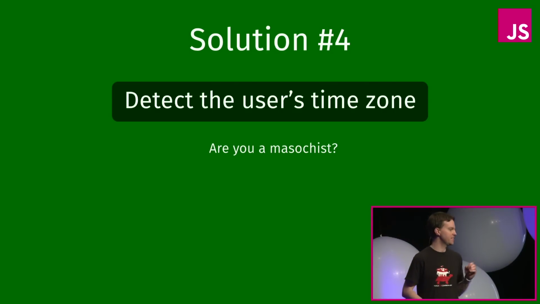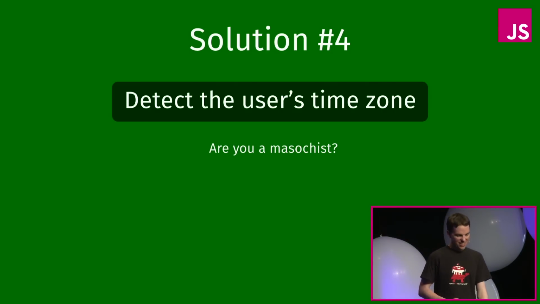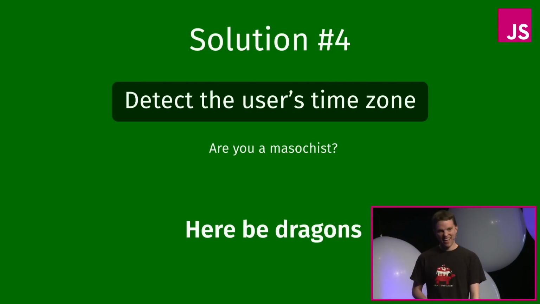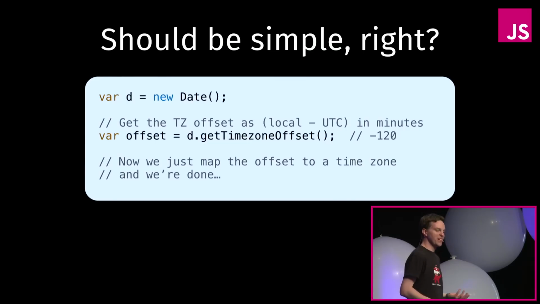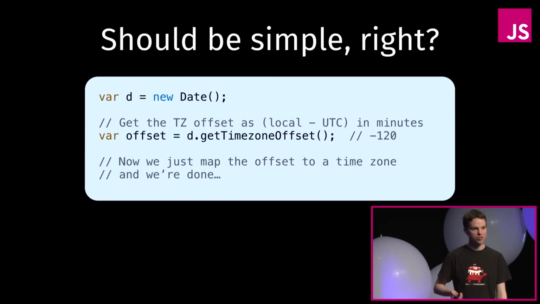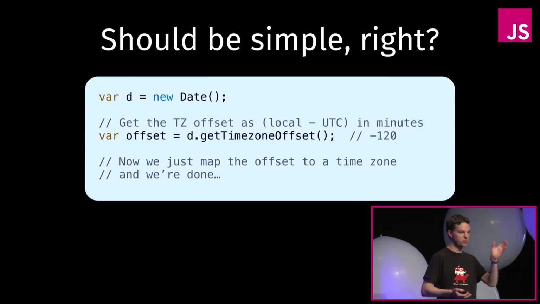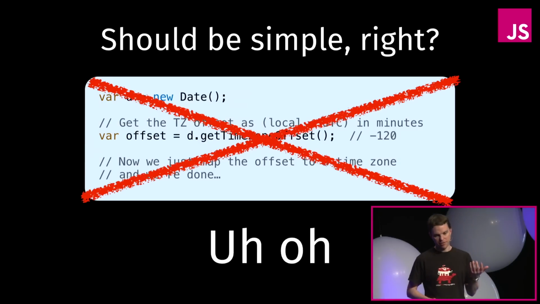Well, you could try and detect it in the browser. This has some problems. It seems simple enough in theory. You create a new date in JavaScript. You call the one method that's actually available to you to get the time zone offset. It returns you minutes from UTC. And then you just map the offset to a time zone and find out that everything's broken.